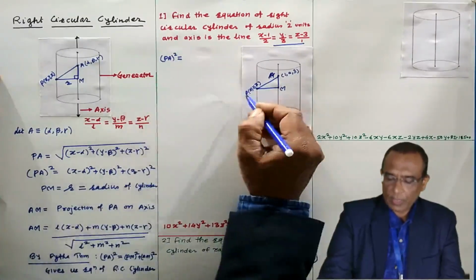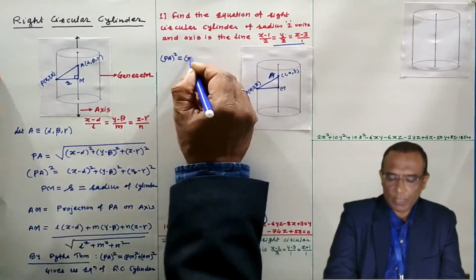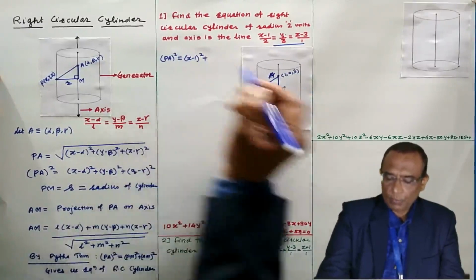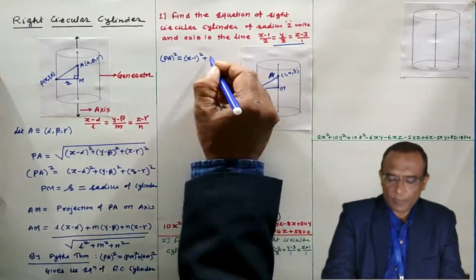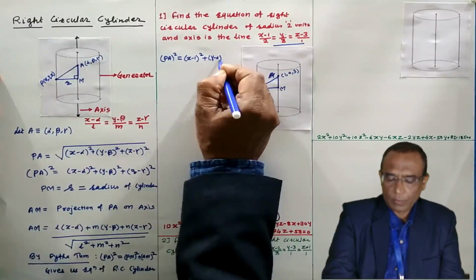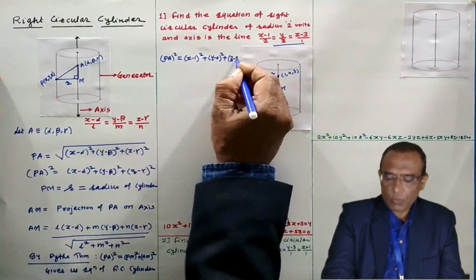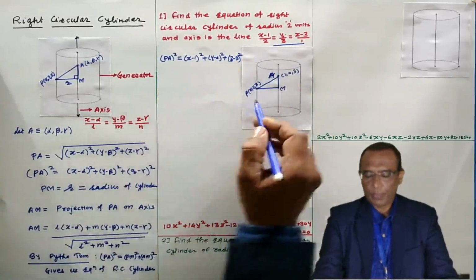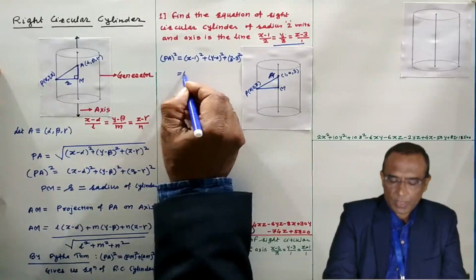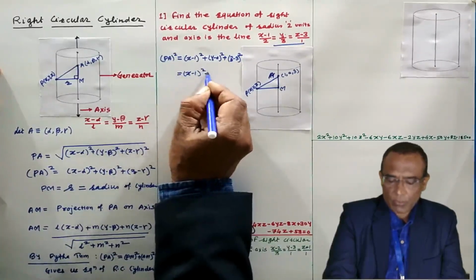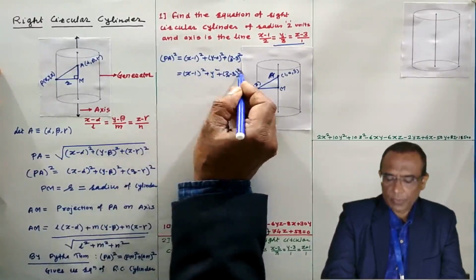What is PA square? By the distance formula, PA square is (x minus 1) square plus (y minus 0) square plus (z minus 3) square. I have written it directly: this is (x minus 1) square plus y square plus (z minus 3) square.